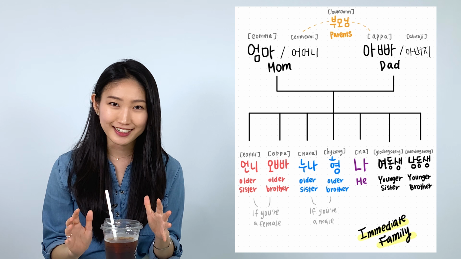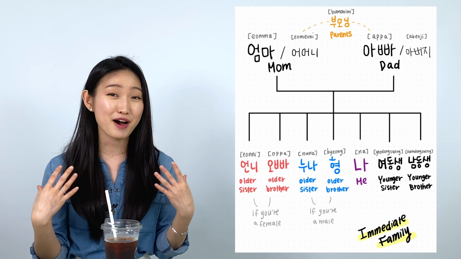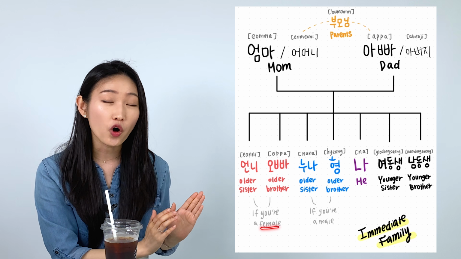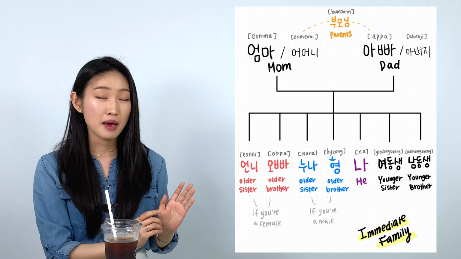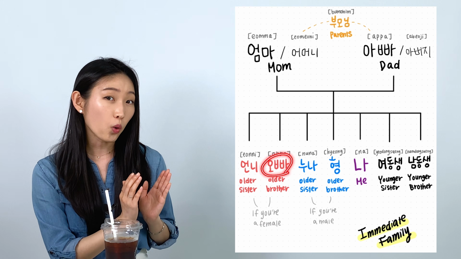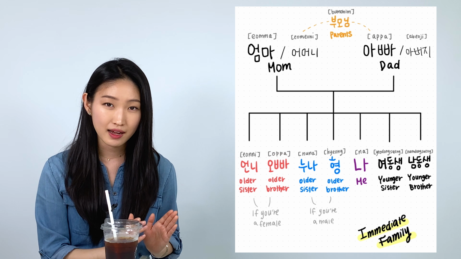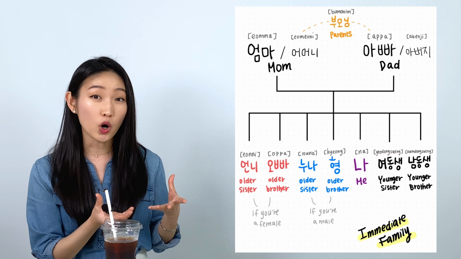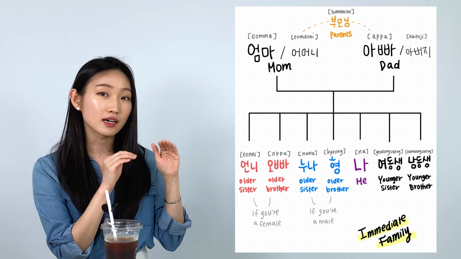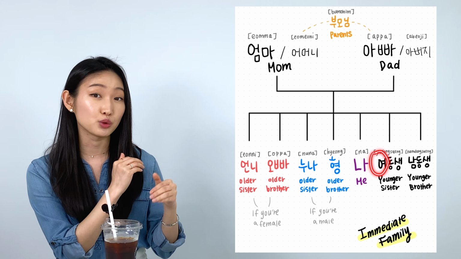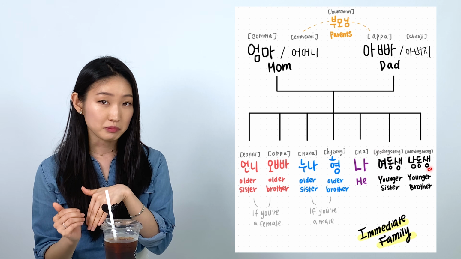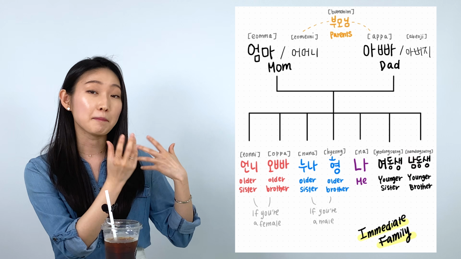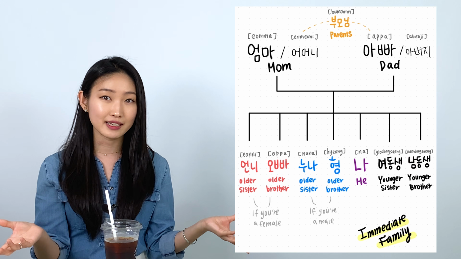All right, for the siblings, it's a little complicated. Let's say I am a female, because I am. So my older sister would be 언니, 언니. My older brother would be 오빠, 오빠. My younger sister would be 여동생, 여동생. In this case, 동생 means younger sibling and the 여 is referring to a female. And younger brother would be 남동생. Similarly, 동생 means younger sibling and 남 means male. So that would be my immediate family as a female.